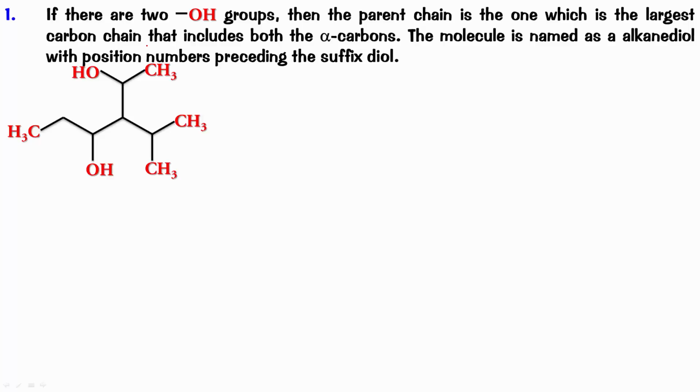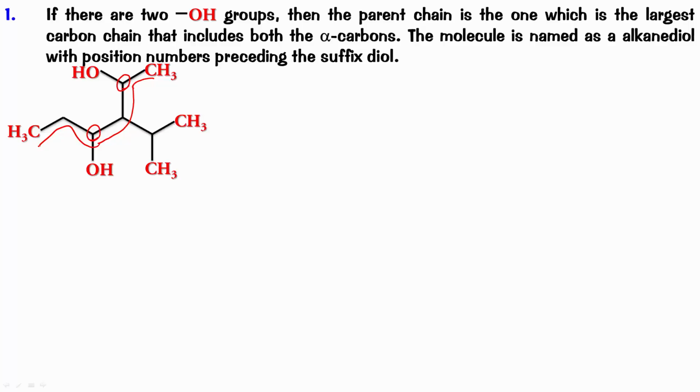Now first identify the alpha carbons. This is one alpha carbon and this is one alpha carbon. Now that we have identified them, the chain that includes these two must be in the parent chain. So it has to be this. But then we have to look for the longest carbon chain apart from these. So this means it extends here and this extends up to here. So the two alpha carbons must be included in the largest carbon chain if it is saturated.